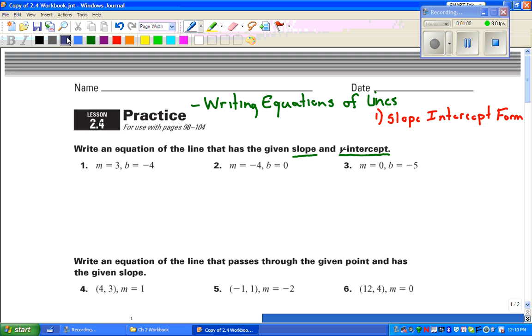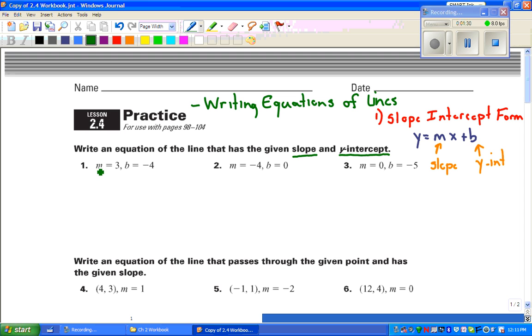And we all know that the slope-intercept form is y equals mx plus b, where your m is your slope, your rise over your run, and your b is your y-intercept, where your line is going to cross your y-axis, okay? So all we're going to do for these examples is substitute in for those two variables. We're not going to change the y, and we're not going to change the x, okay?